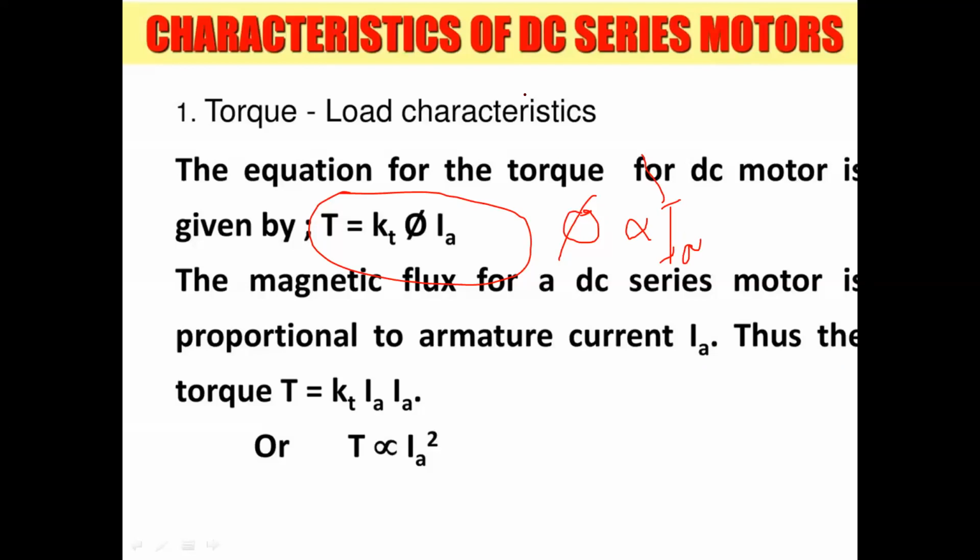Torque is proportional to phi Ia. Since flux is proportional to Ia, torque is proportional to Ia square. The flux is replaced with Ia because in a series motor the flux is proportional to armature current.